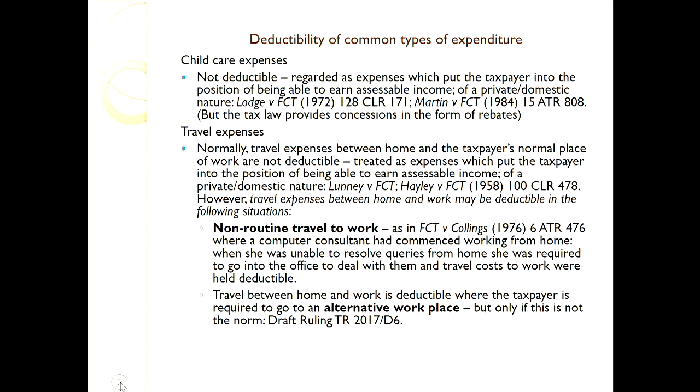Now, if we want to analyse that in terms of first principles, how we would analyse it is to say, well, actually there's two reasons the law gives. The law says it's of a private or domestic nature, right? Too private or domestic, not connected enough to the generation of assessable income. And then there's also the further reason, which we have seen before, where the court takes the view this is expenditure that is too remote from the generation of assessable income. It merely puts you into the position of being able to generate assessable income. So not deductible, okay? But you can get some tax benefits by way of rebates.